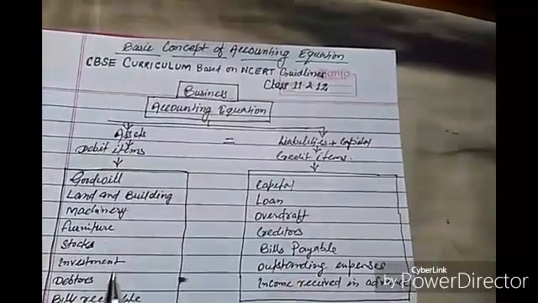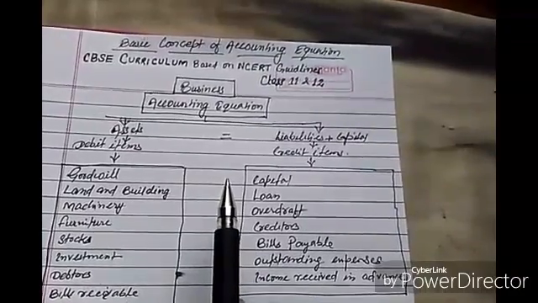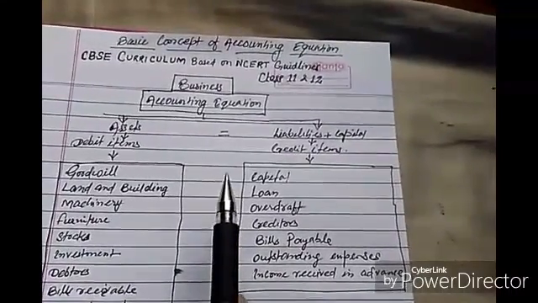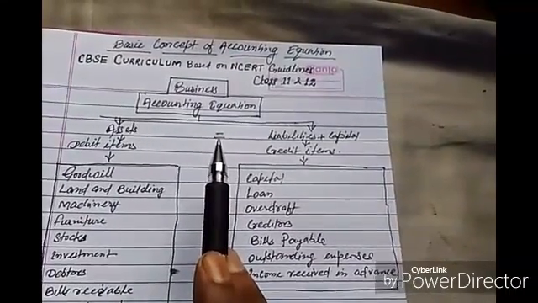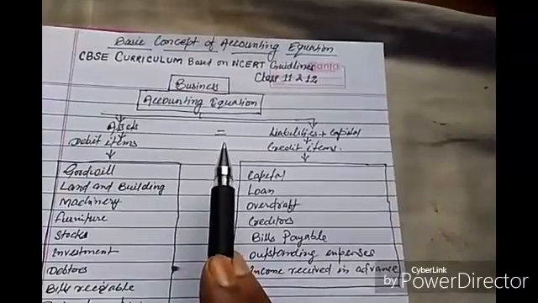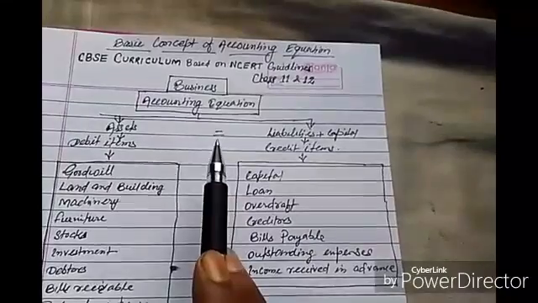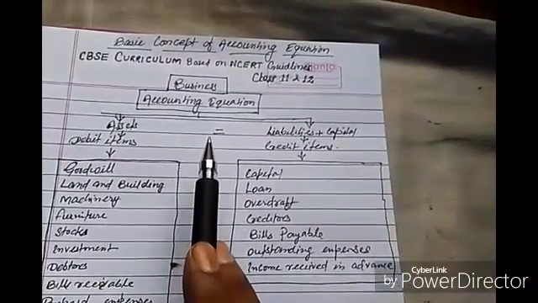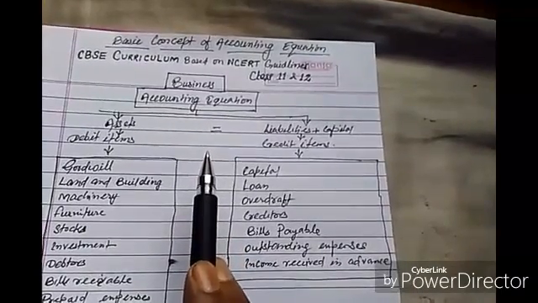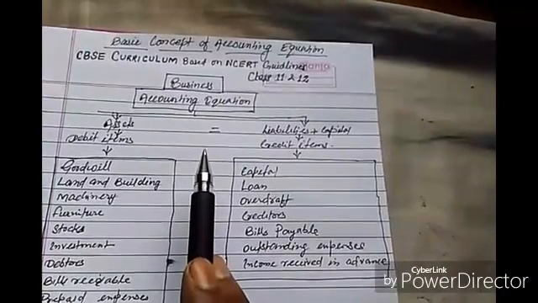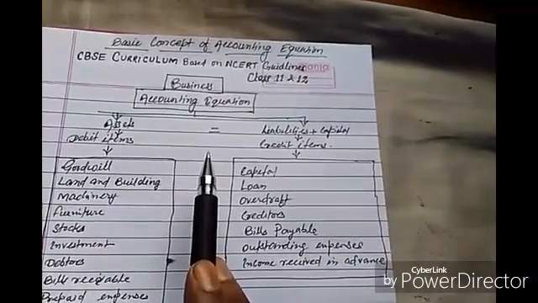This equation has a unique feature in the sense that all business transactions will affect the equation in such a way that either the equality is maintained or a new equality is achieved. This is because of the operation of the double entry concept or dual aspect concept. Thus, if a transaction increases or decreases one side of the equation, it will also increase or decrease the other side of the equation.